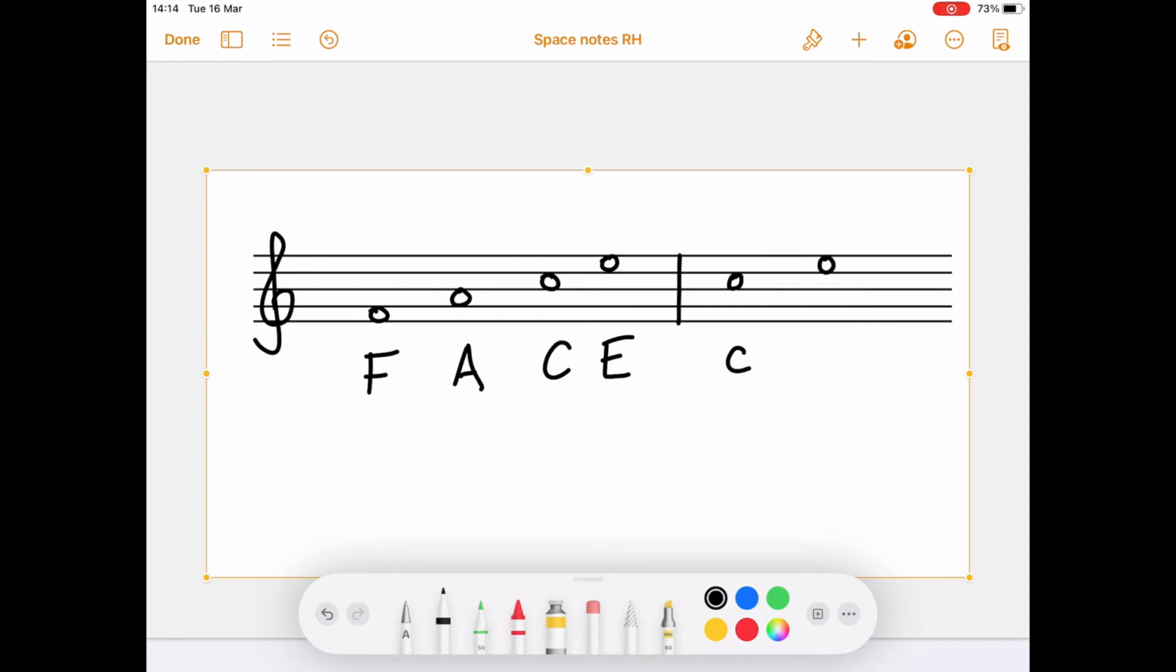If I have a note on the top line, then I know it's going to be E, the last letter of the word face. A note in the bottom space is going to be F, and likewise, if I have a note in the second space up, I just know it's the second letter of the word face.